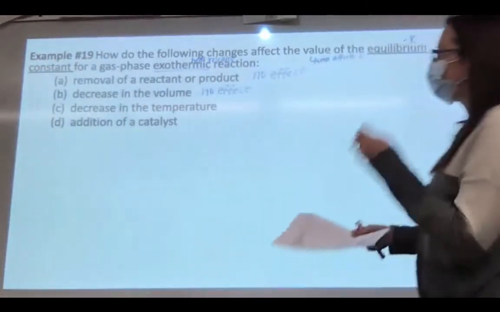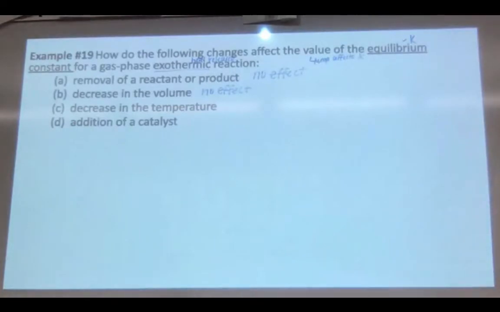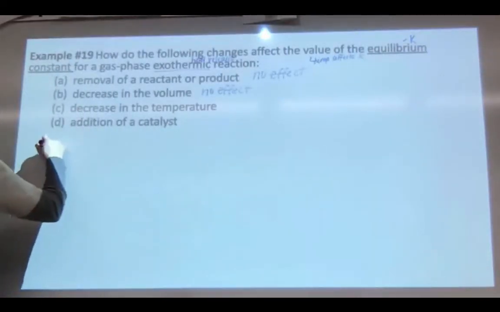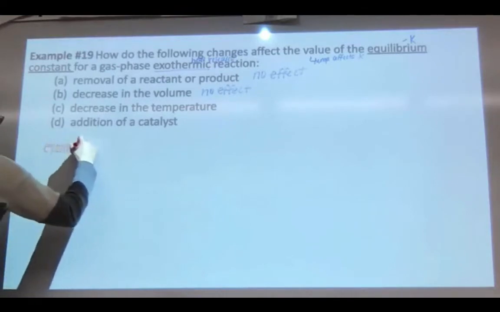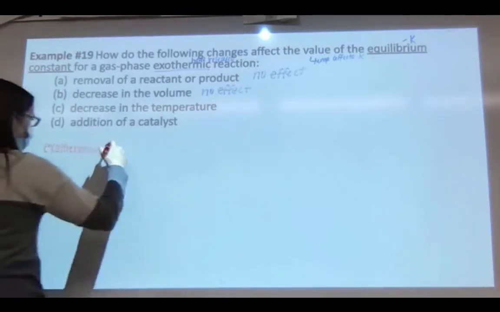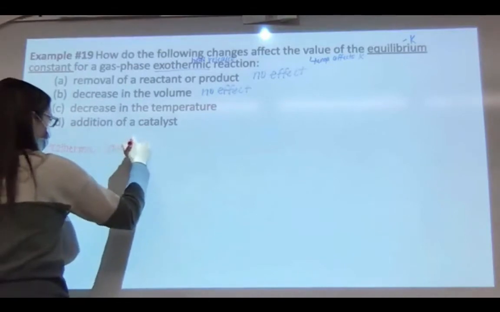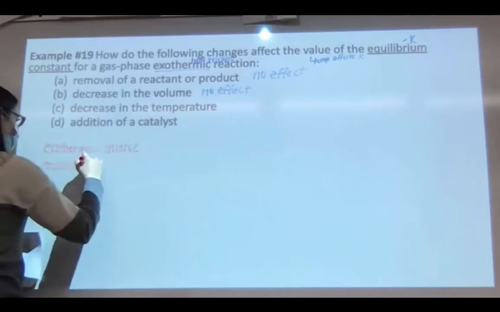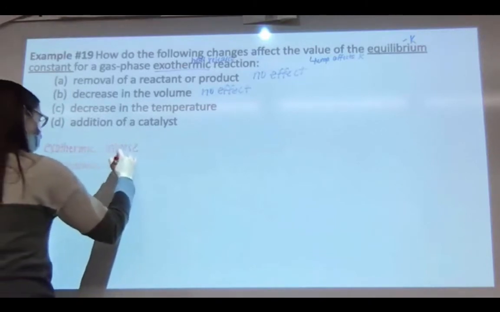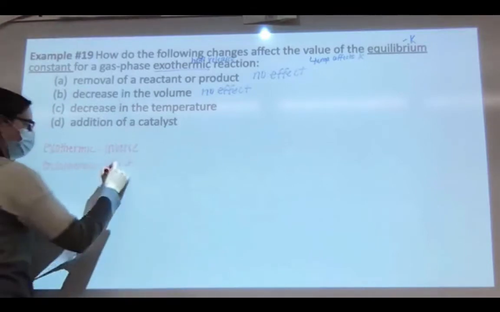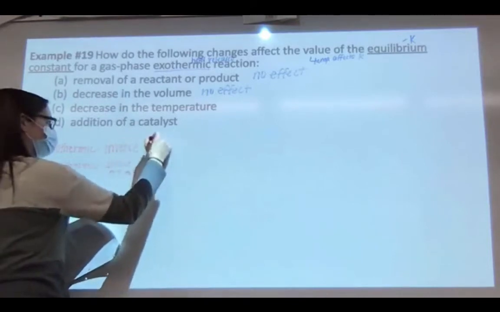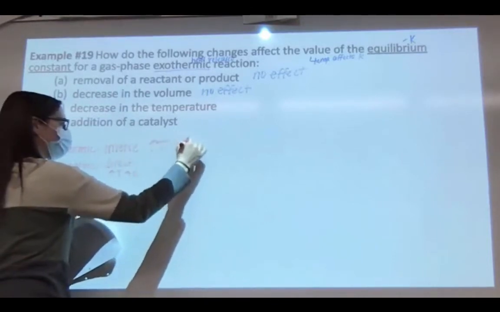So with temperature, it's an exothermic reaction. It's important that we know whether it's exo or endothermic. Here's how temperature affects K. If it's exothermic, it's an inverse relationship. If it's endothermic, it's a direct relationship. Direct meaning you increase temperature, you increase K. Inverse, you increase temperature, you decrease K.